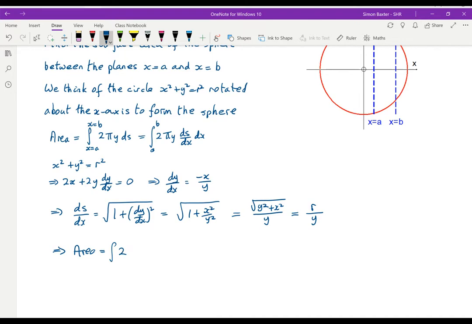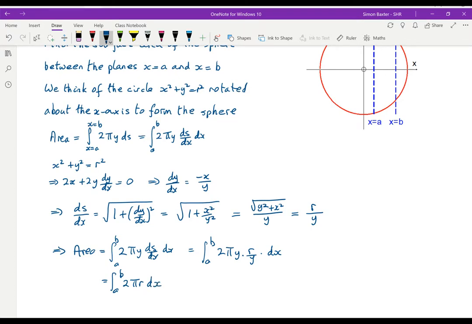And so my area now, which is the integral of 2 pi y (ds/dx) dx from a to b, is the integral from a to b of 2 pi y times r over y dx. Well, this is now a nice easy integral. Let's do it on the next line. From a to b, 2 pi r dx.